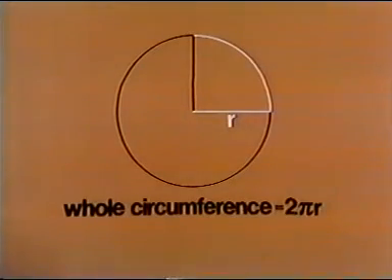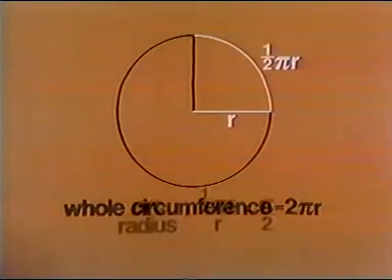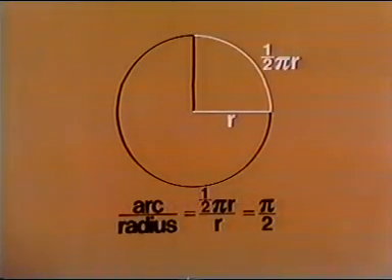For a right angle, we can calculate the number of radians. With radius r, the whole circumference is given by 2 pi r. And a quarter of that is the arc of the right angle. Well, that's just a half pi r. So the ratio of arc over radius, a half pi r over r, is just a half pi. So in radians, a right angle is just pi over 2.